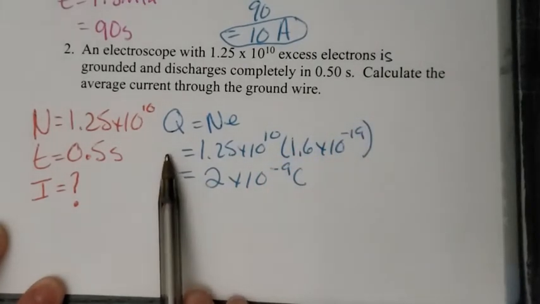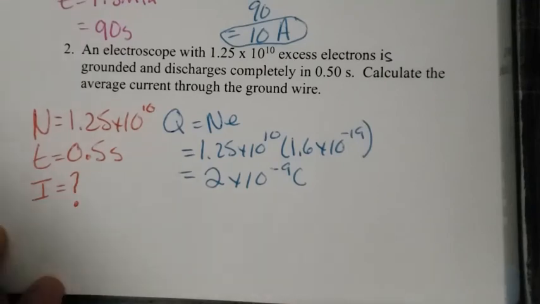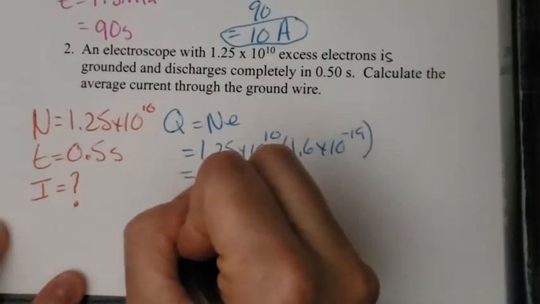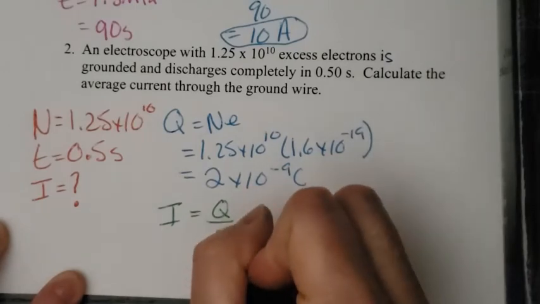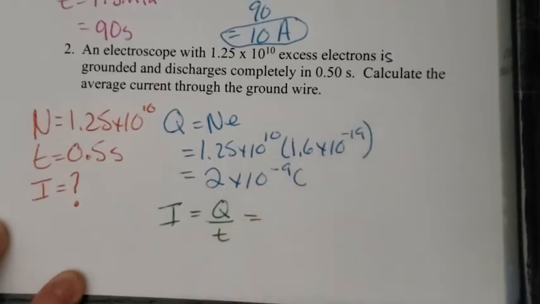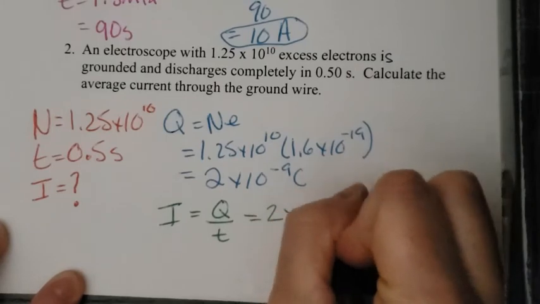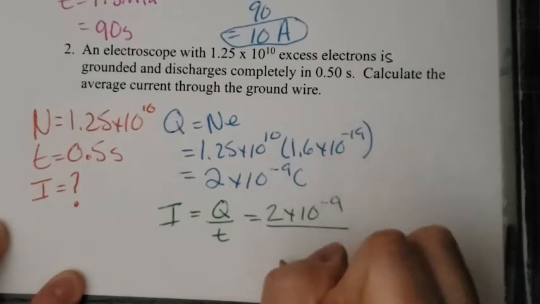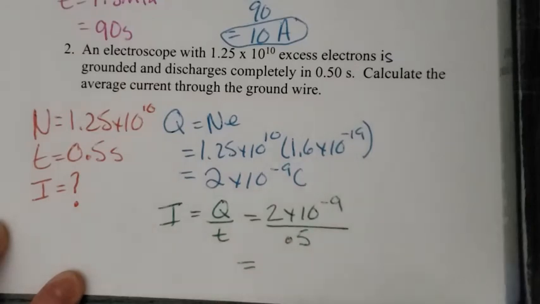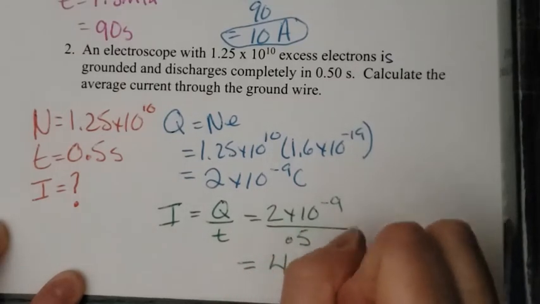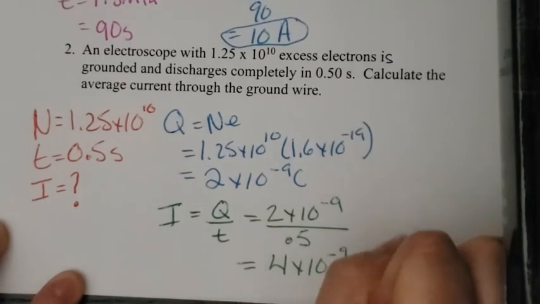Now that I have Q, I can actually calculate I. So my formula for current is Q over T. Q is 2 times 10 to the negative 9. My T is 0.5 seconds. And when I put that into my calculator, I get 4 times 10 to the negative 9 amps.